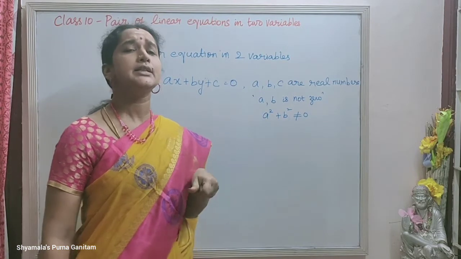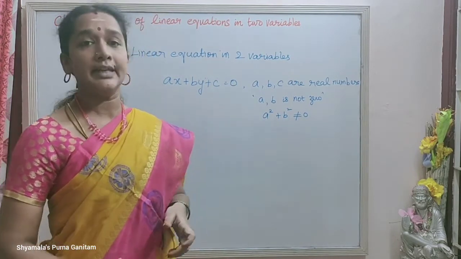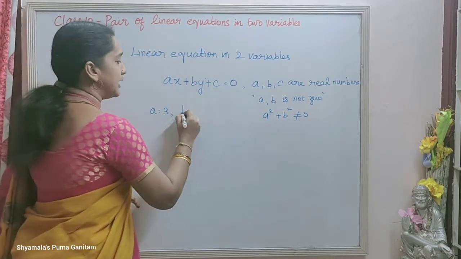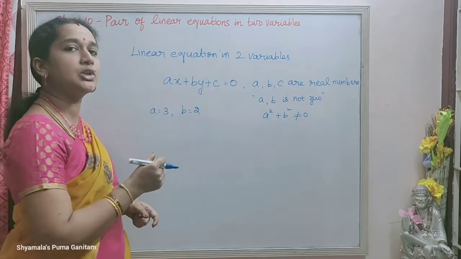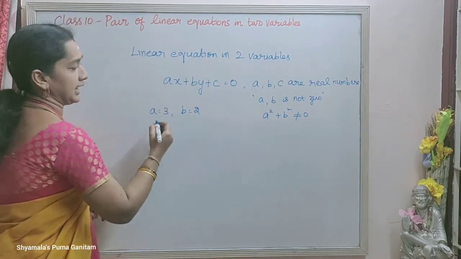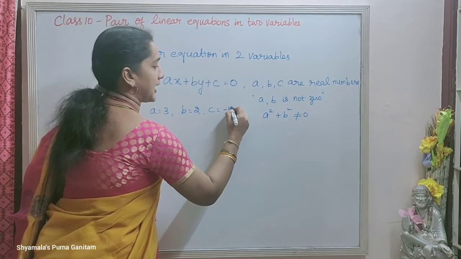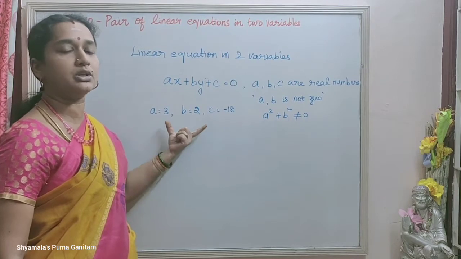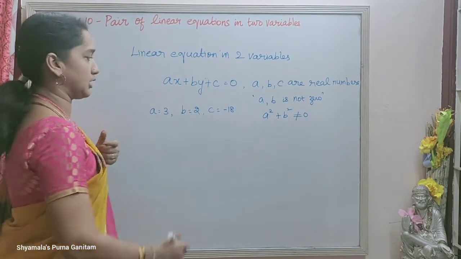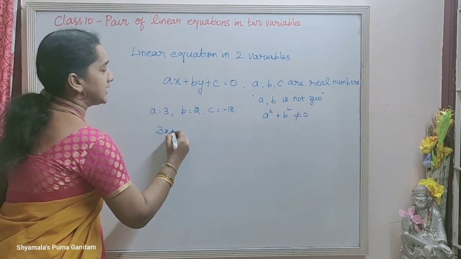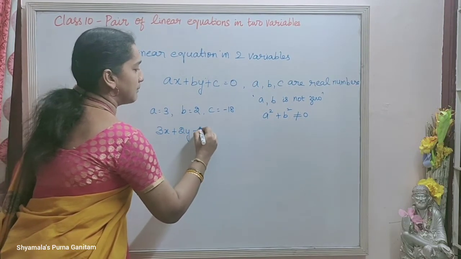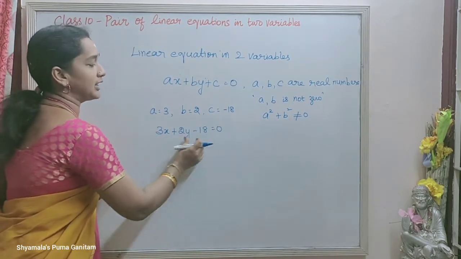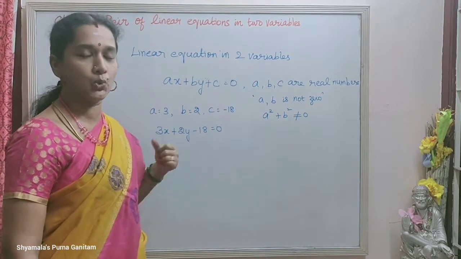Now we will see the solution for this given linear equation. If you take a value as 3 and b value as 2 and c value as minus 18, and substitute all these three values of a, b, c in the given general form, we will get this equation as 3x plus 2y minus 18 is equal to 0. So this we will get as the linear equation in two variables.